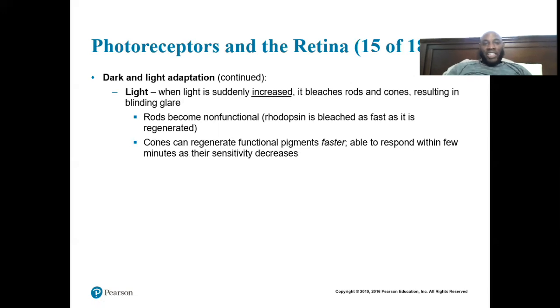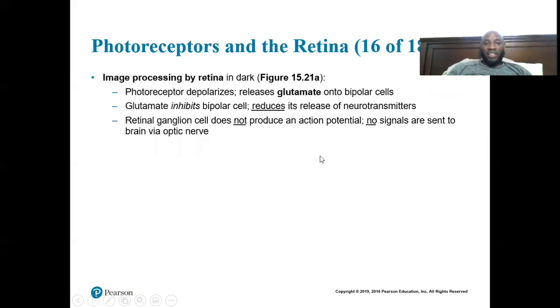When light is suddenly increased, it bleaches the rods and the cones, resulting in a blinding glare. It almost hurts your eyes. Rods become non-functional. Cones can regenerate functional pigments faster, able to respond within a few minutes as the sensitivity increases. Color, you start to see color fast.